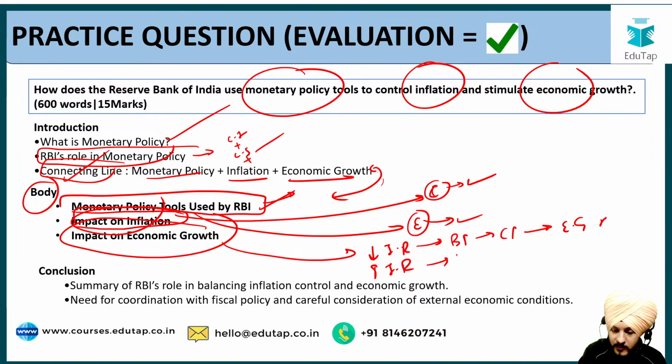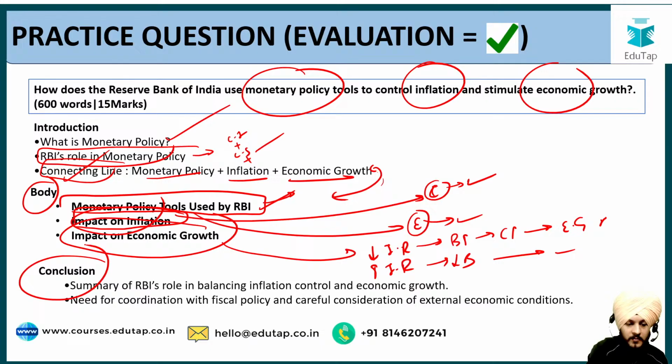So basically the borrowings are going to come down and the economic growth is also going to get affected. You will talk about that. Last but not the least, you will talk about the conclusion. You will write a summary that it is a very important, or you can say the pivotal role of the RBI, that through monetary policy it is able to manage a balance between the inflation and the economic growth.